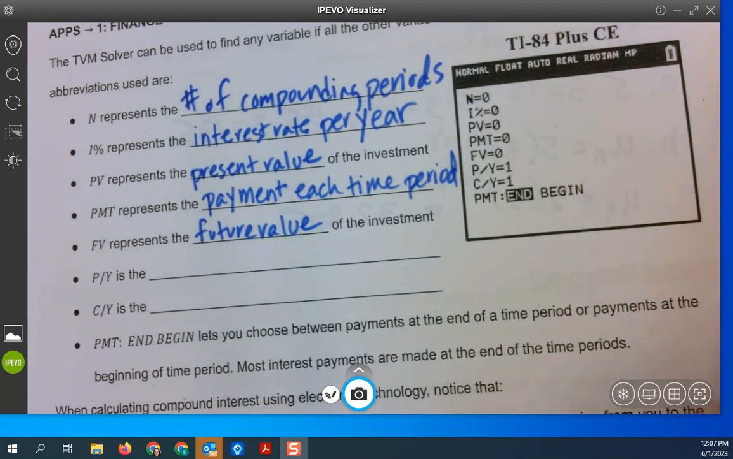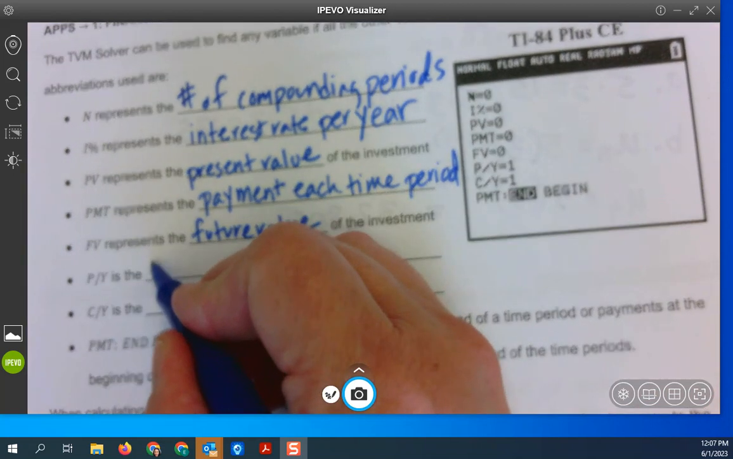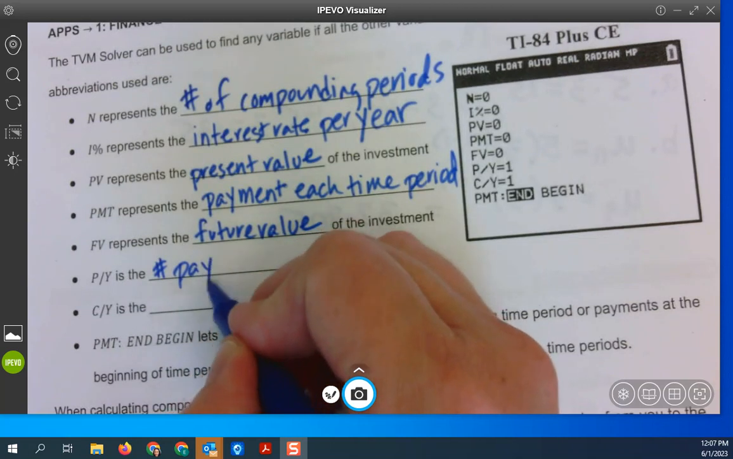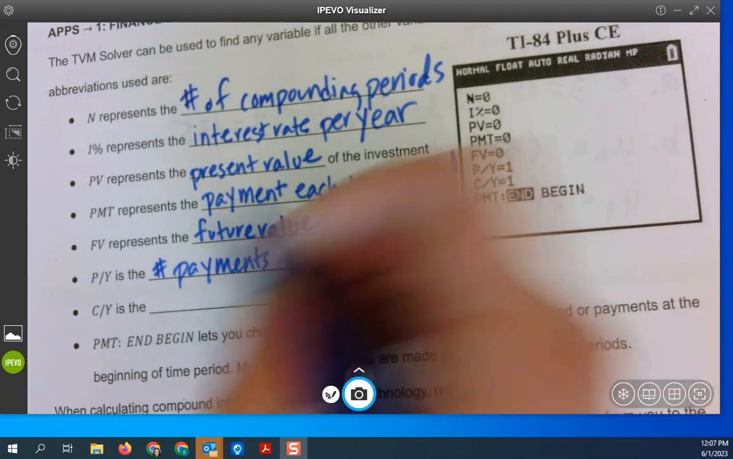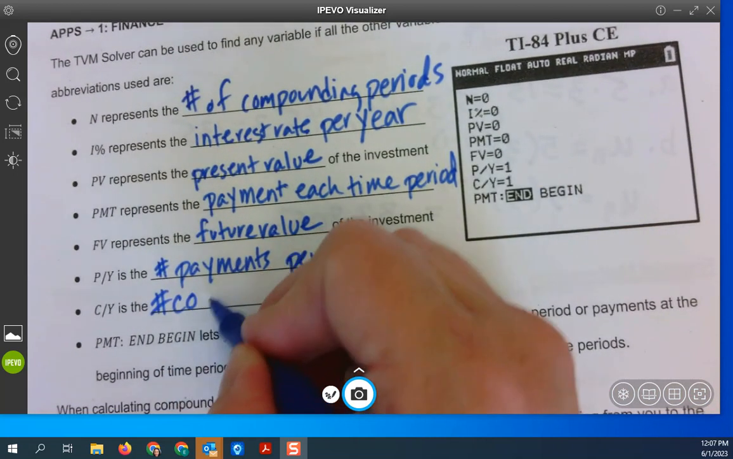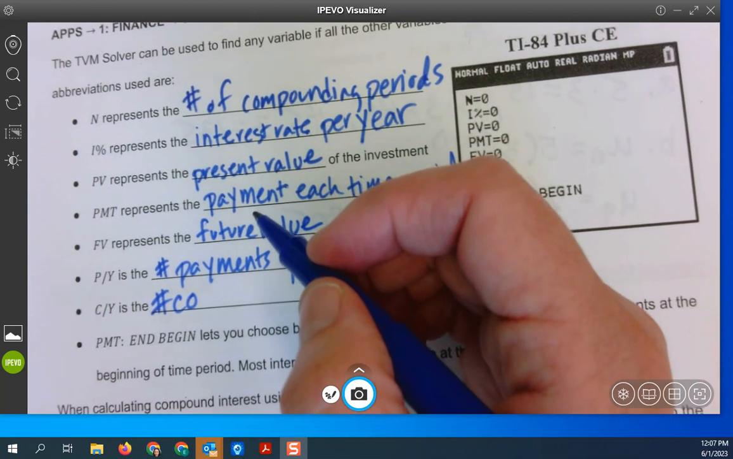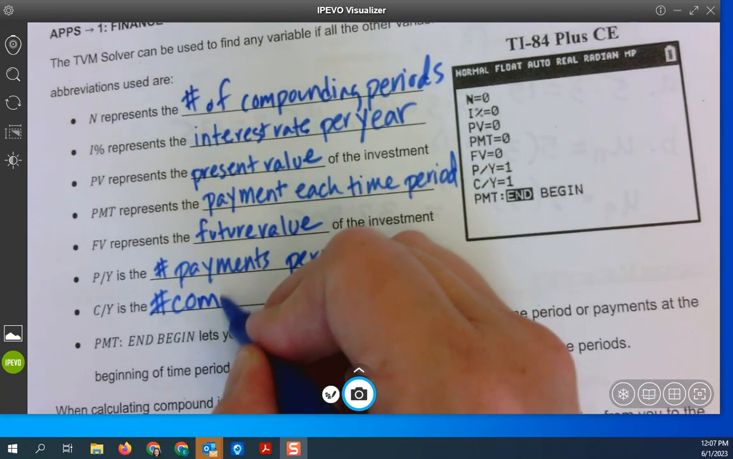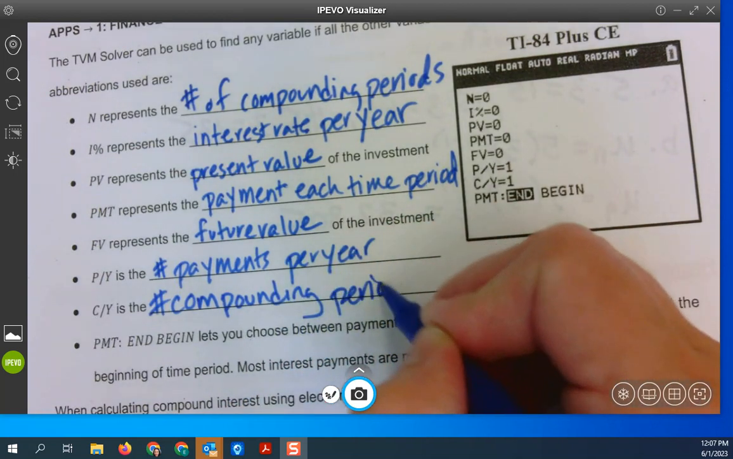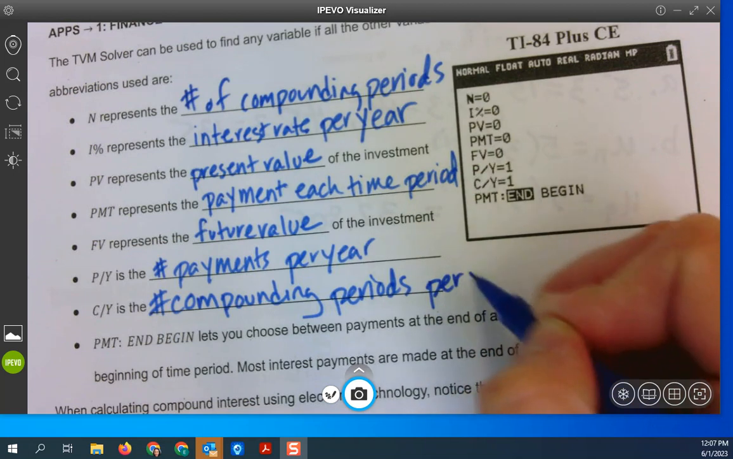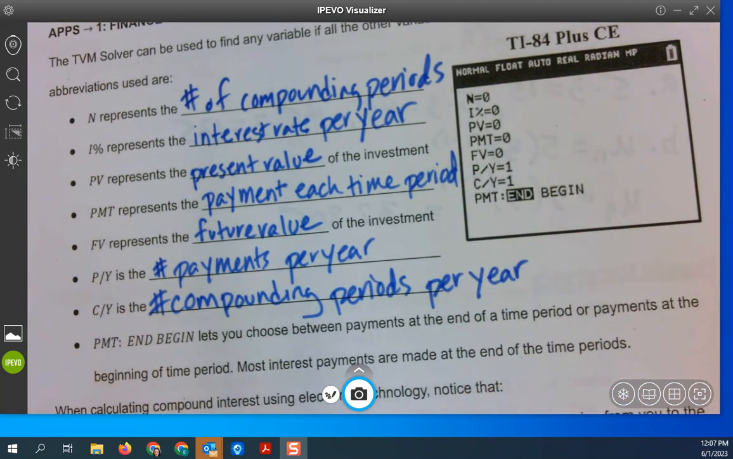All right. P/Y is the number of payments per year. And C/Y is the number of compounding periods per year. So not the compounding periods total, compounding periods per year. So if you take IB Math Apps 1, you will use this solver. And once you know what everything stands for, it's not too bad.